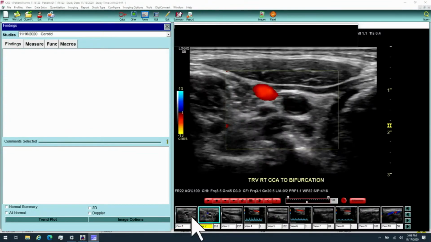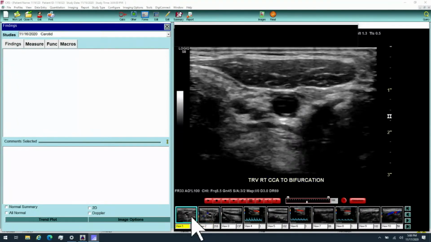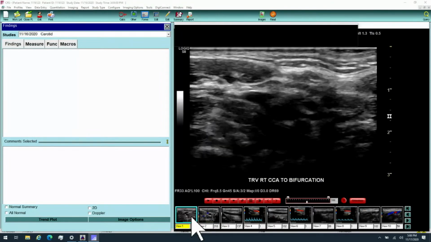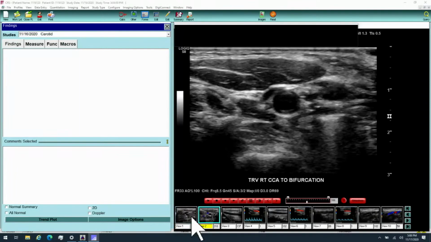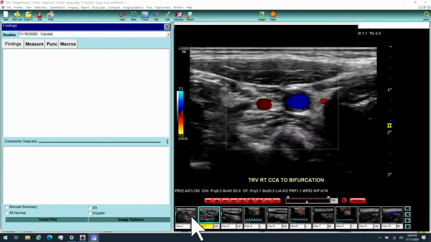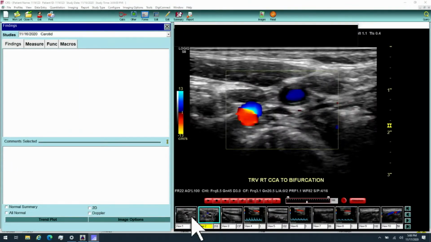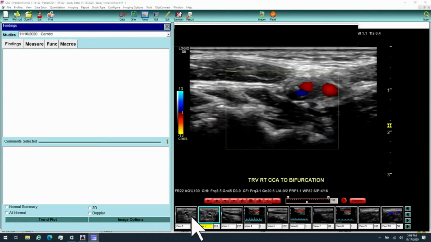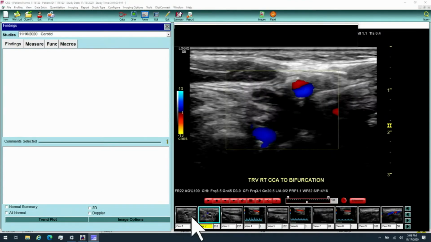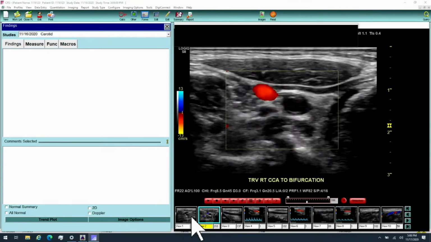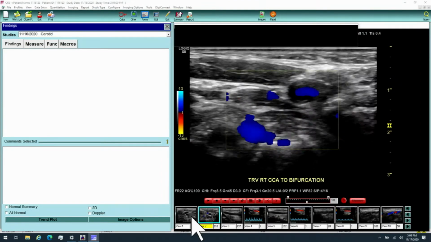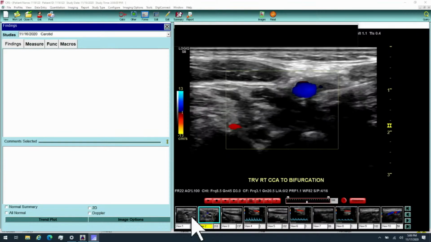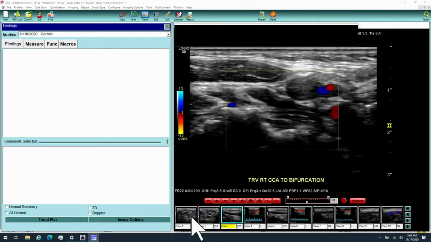So here we are in transverse. If you can take a look here, pretty standard look. Are you able to see it? Yes. All right, so here's a color sweep. Following the 2D sweep, we're going to do color. We're looking for any color aliasing here that could give us an idea whether there's stenosis or not.